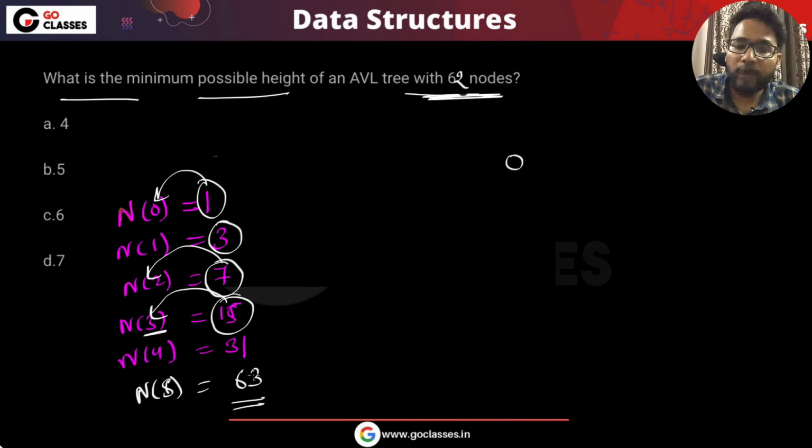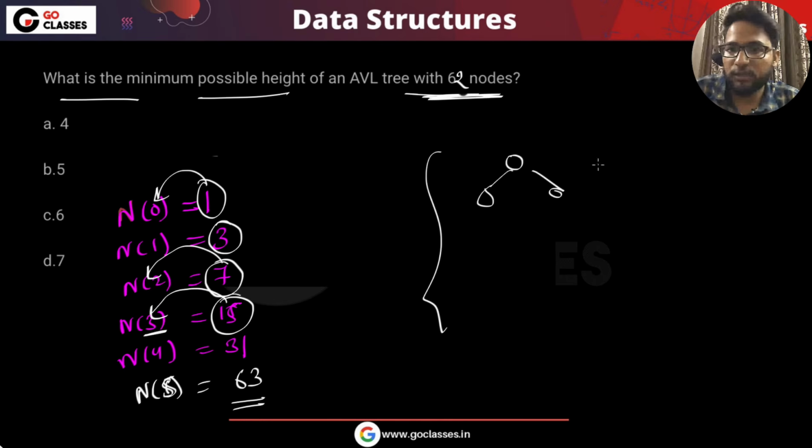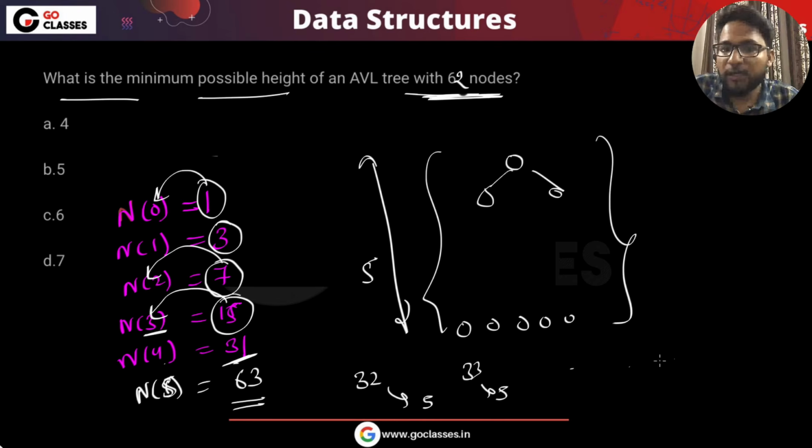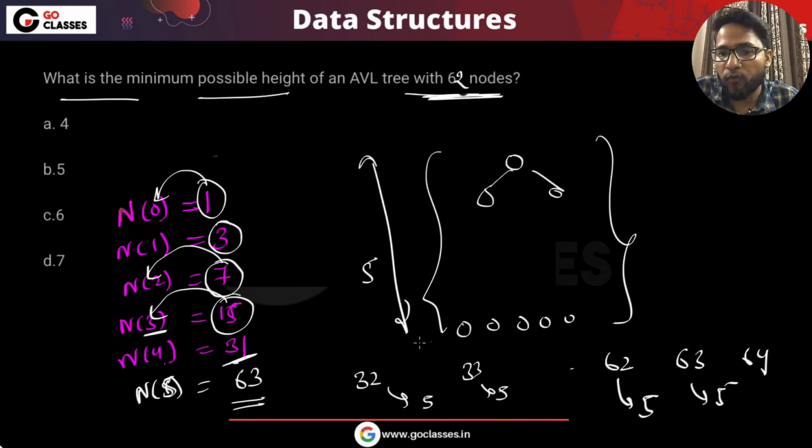If you have 63 nodes, then 63 nodes will be completely filling height 5. But if you have just 62 nodes, then also you will need height 5. Why? Because just removing one node will not make the height lesser, right? If you have just 31 nodes, then your height will be 4. If you have 32 nodes, then height will be 5. 33 nodes, height will be 5, till 63 nodes, height will be 5 only. If you have 62 nodes, then also height will be 5. Once you have 64 nodes, then you have to go for height 6.